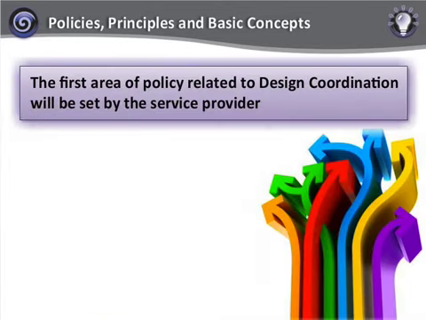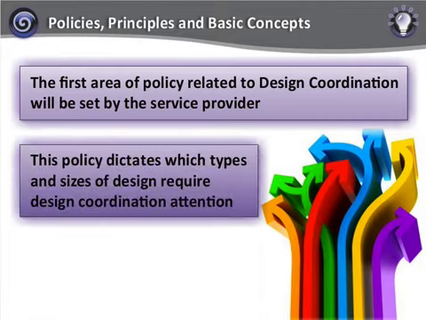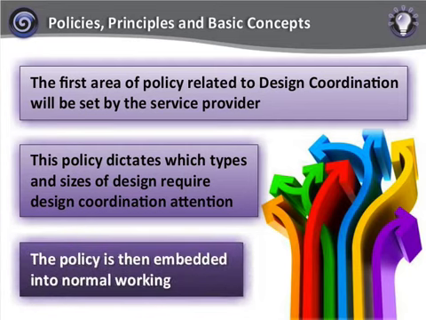The first area of policy related to design coordination will be set by the service provider. This policy dictates which types and sizes of design require design coordination attention. This policy can then be embedded in ways of working, including change models and procedures. For example, all major changes might need individual coordination. Other changes must simply follow set procedures.